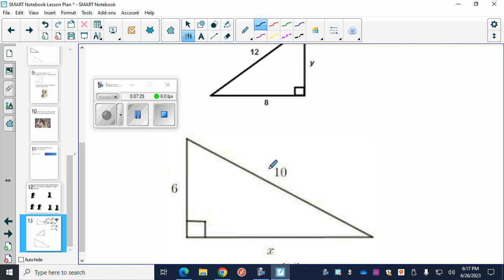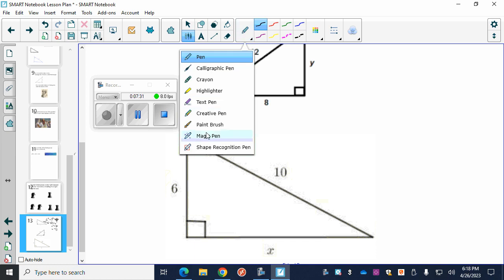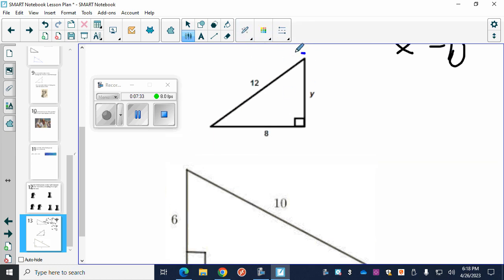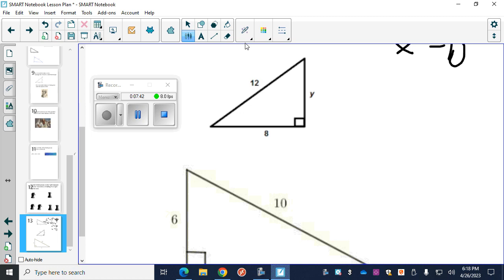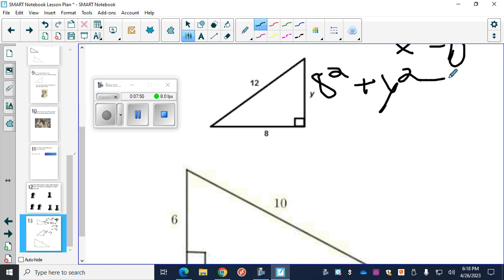Okay, so let's go ahead and try these two. So starting with this one, we have 12 as a hypotenuse, 8 as a side, and y as a side. So what if I did 8 squared plus y squared equals 12 squared? Let's go ahead and have you guys solve this one.